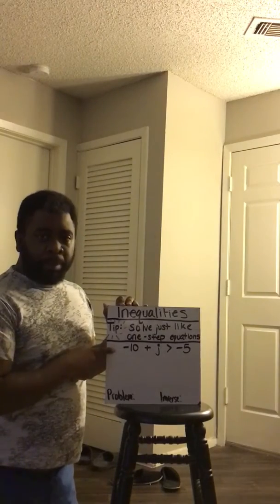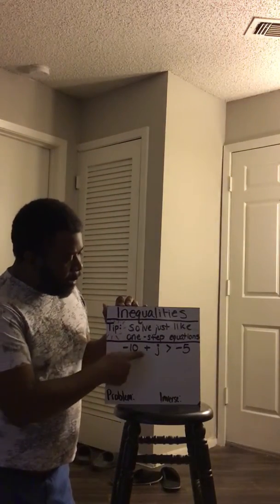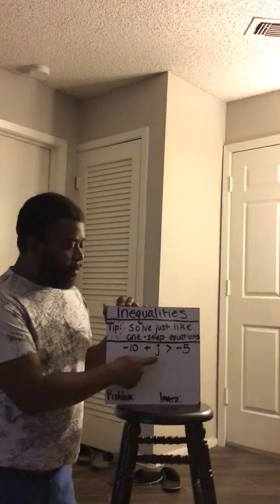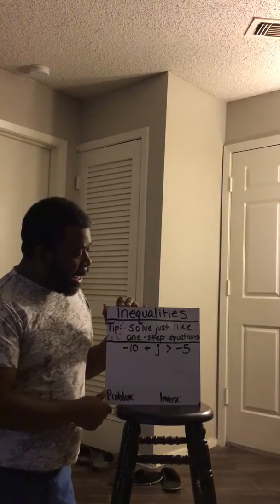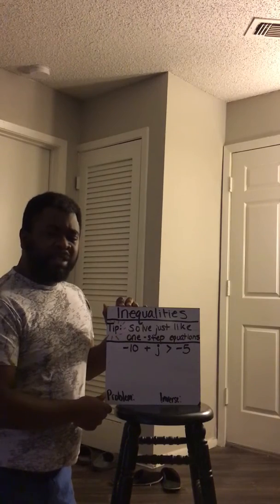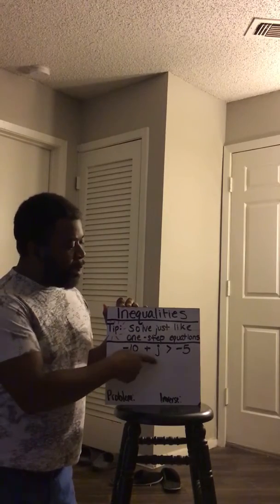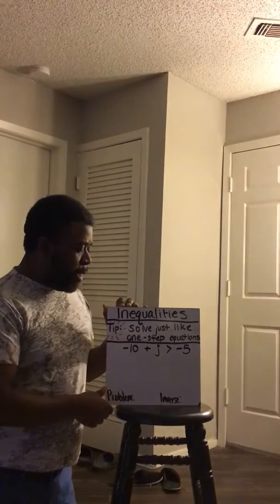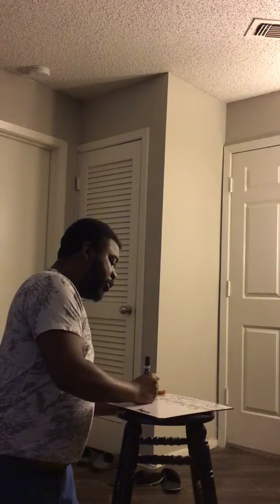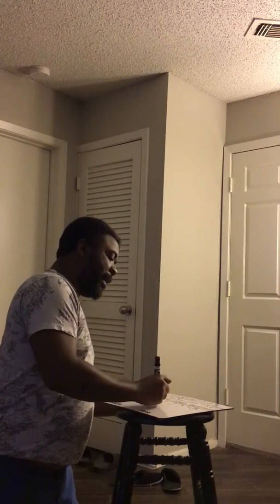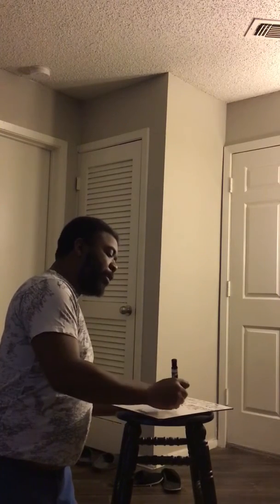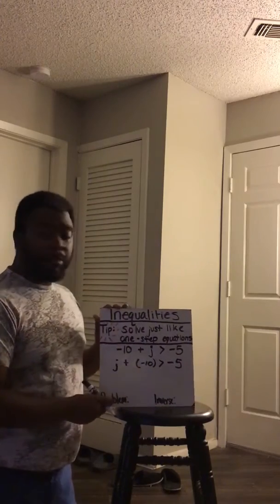Let's look at our example problem. We have negative 10 plus some number j, that's our variable, is greater than negative 5. We can rewrite this problem so that it makes a little more sense, because normally our variable comes first, but there are times when our variable is in the middle of the problem. So let's rewrite it as j plus negative 10 is greater than negative 5. I could write it like that.